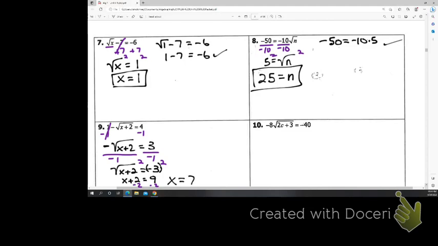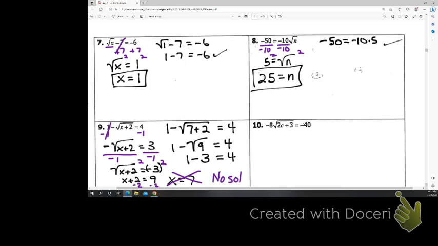Now, when I put that back in, 1 subtract x plus, or 7 plus 2 under the radical. 7 plus 2 is 9, right? What is the square root of 9? 4. Is 1 subtract, or 3, duh. Is 1 subtract 3 equal to 4? No. So this is extraneous. And if there's no other solution, then we would have to say no solution.